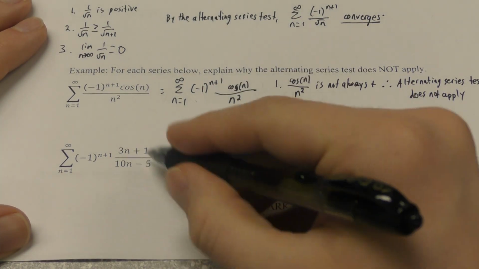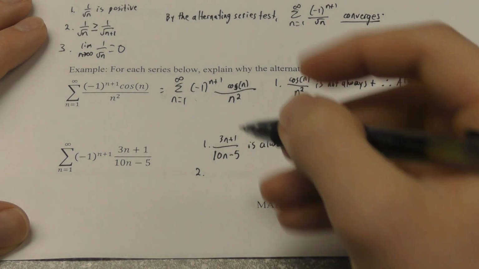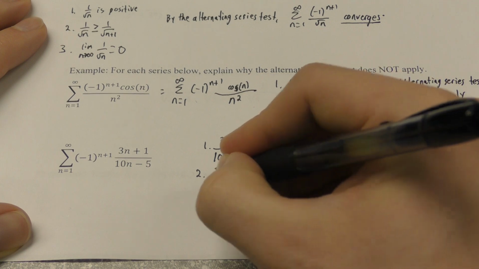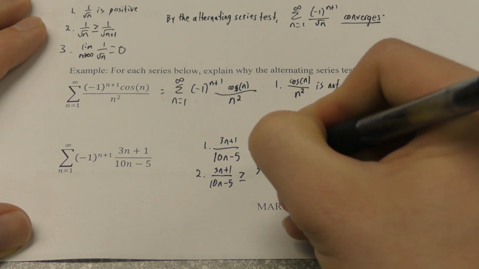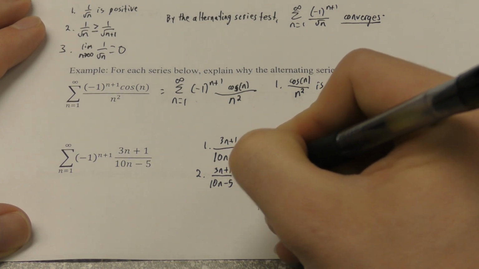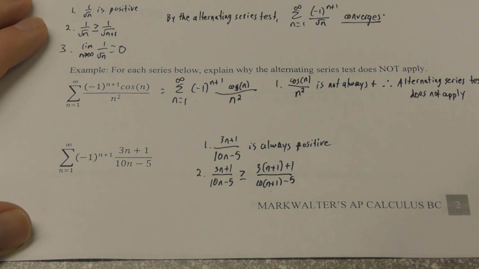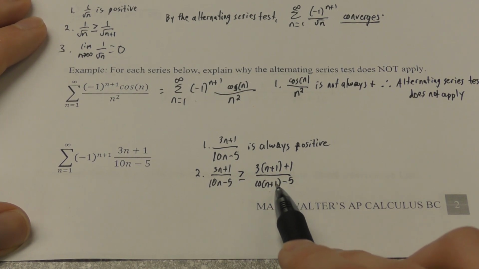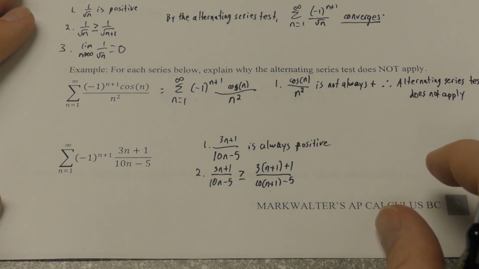I need to know whether or not this thing will eventually decrease. Okay. Well, I know it will, because we could show that 3n plus 1 over 10n minus 5 is going to be greater than or equal to 3n plus 1 over 10n plus 1 minus 5. Because this is going to multiply by 10, this is only going to multiply by 3. This bottom part is going to grow faster. So this thing is going to eventually get to the point where it's always smaller than the previous term, because of that times 10 in the bottom, right? Okay.